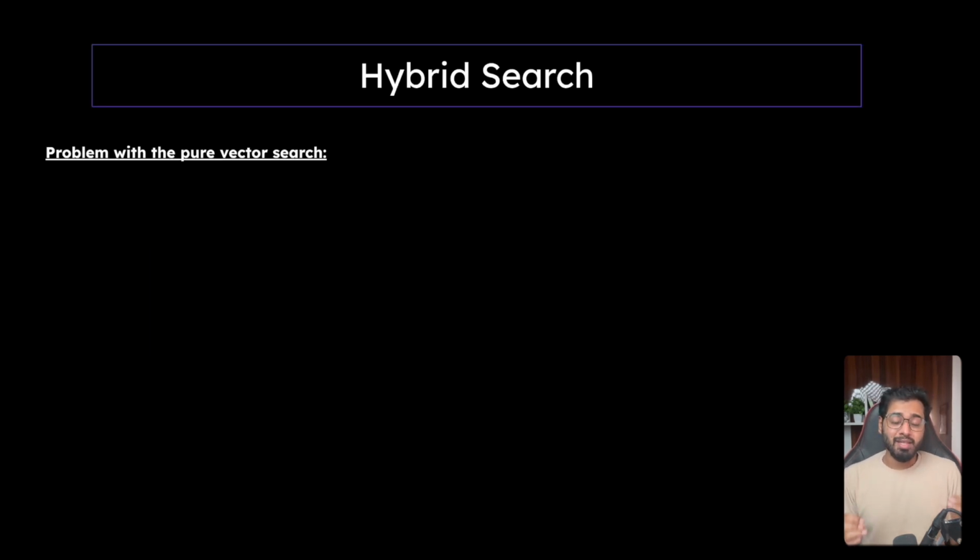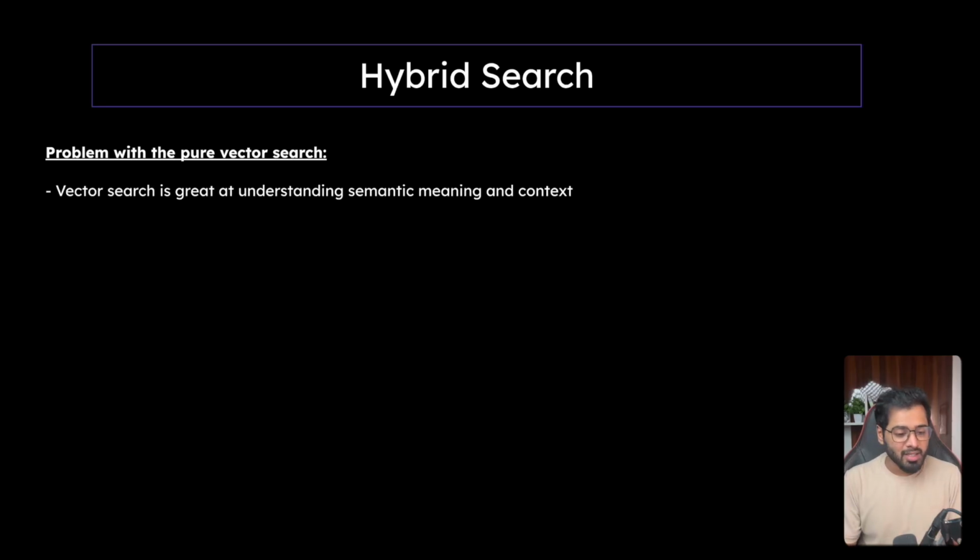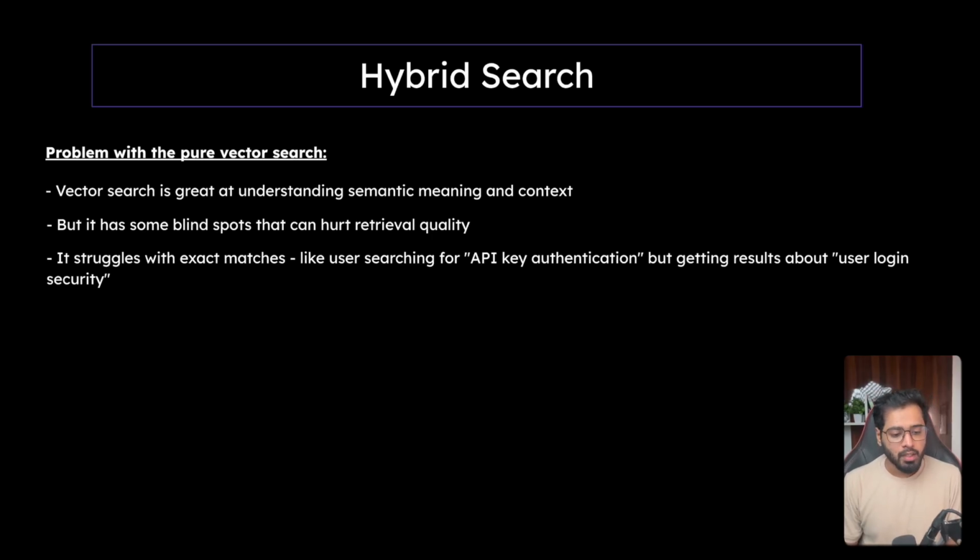So first, let us look at the problem with pure vector search. That is what we've been doing for so long. Vector search is great at understanding semantic meaning and context. This is pretty established, but it also has some blind spots that can hurt retrieval quality. It struggles with exact matches. Let's say, for example, the user is searching for API key authentication, but instead getting results about user login security. And why does this happen with vector search?